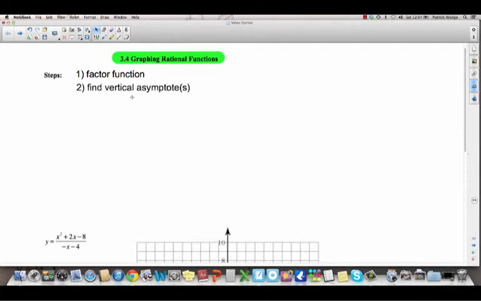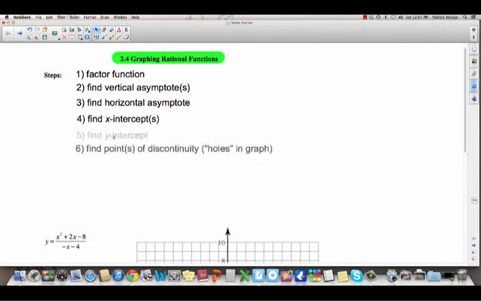Step 2, find the vertical asymptote, or totes. We did that last time. Find the horizontal asymptote. Did it last time. Find x-intercepts. We did that last time. Find y-intercept. Did that last time. Find points of discontinuity, which are also called holes in the graph. Did that last time. Step 7 we didn't do.